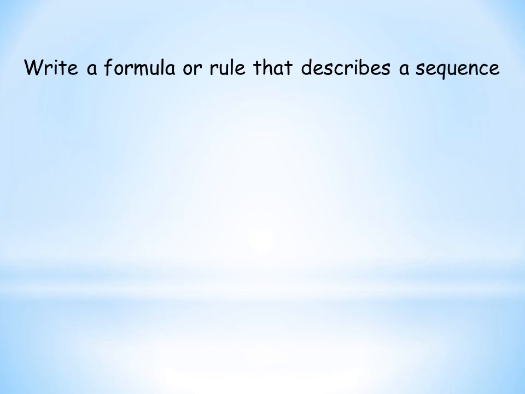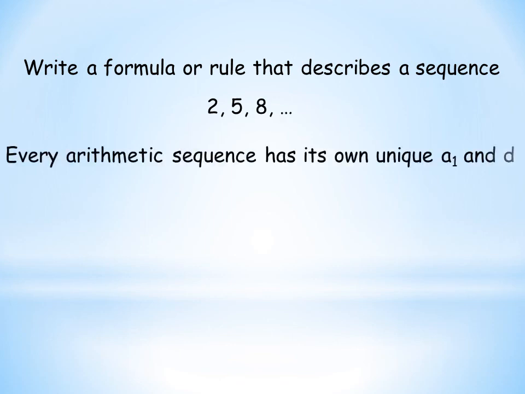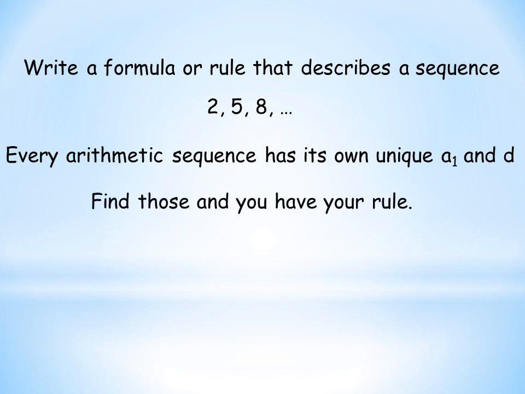Sometimes you will be asked to write a formula or a rule that describes a sequence. Every arithmetic sequence has its own unique A1 and D. So if I find those, I have my rule. If you take a look at your formula, I would leave everything as a variable except A1 and D. If we look at this sequence 2, 5, 8, I know my first term is 2. The number of terms, n, is going to stay n as a variable, and my common difference is 3. 2 plus 3 is 5, 5 plus 3 is 8, and so forth.